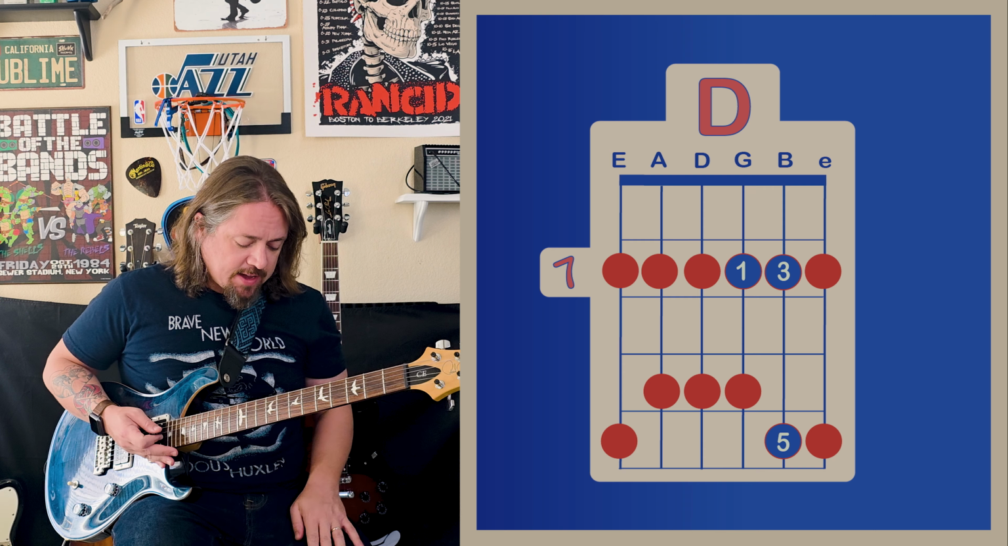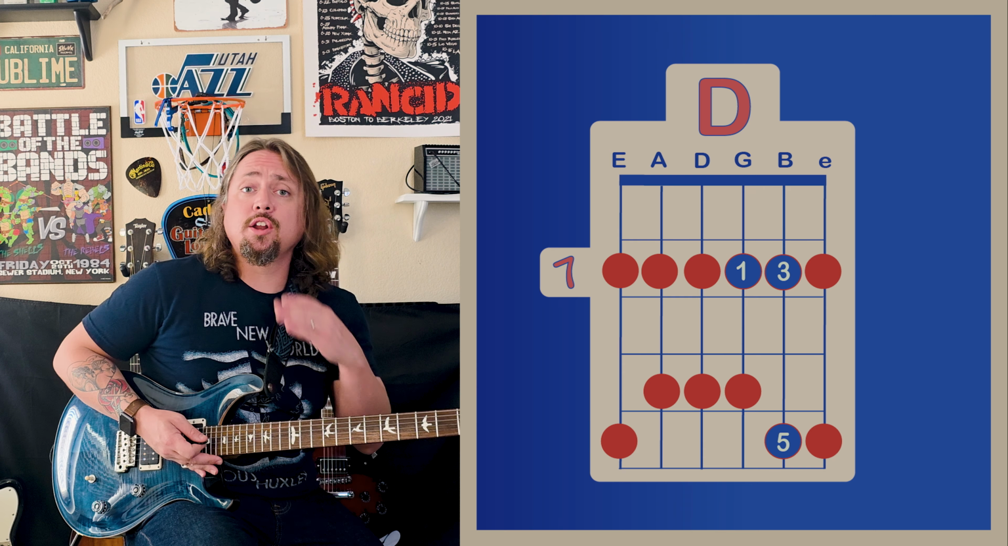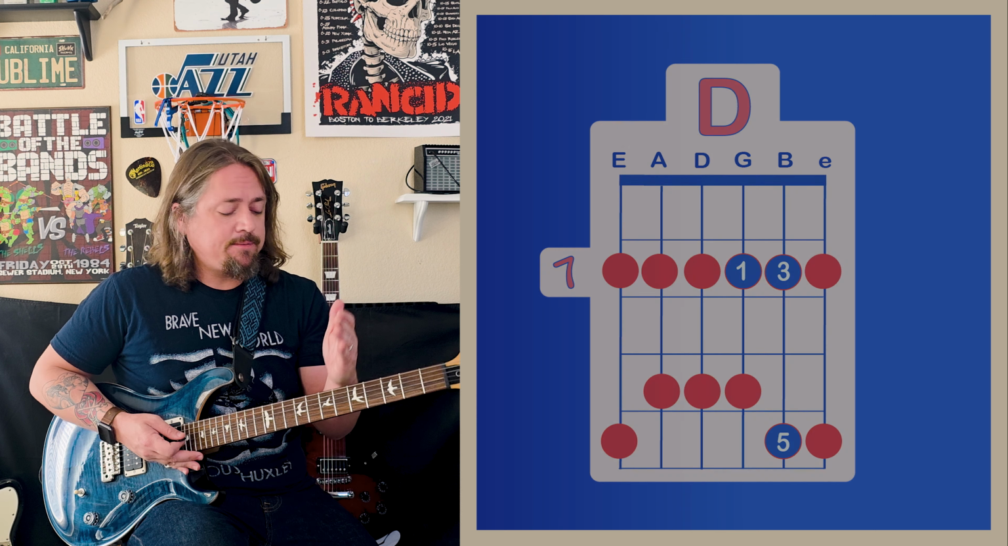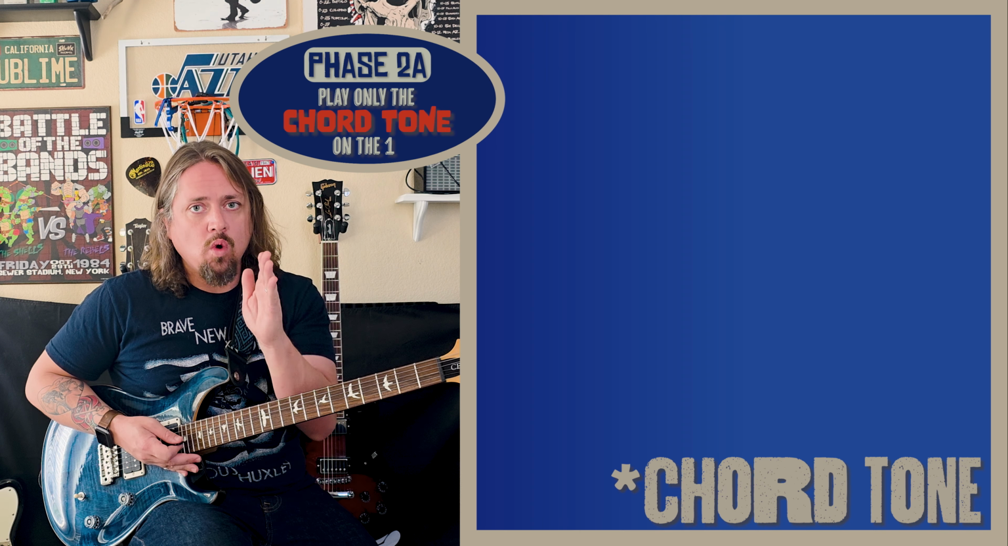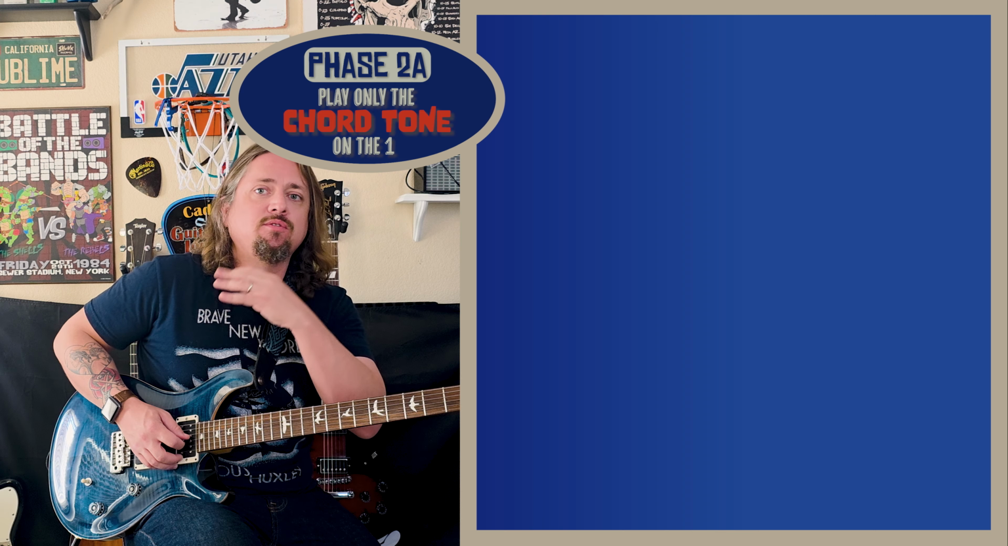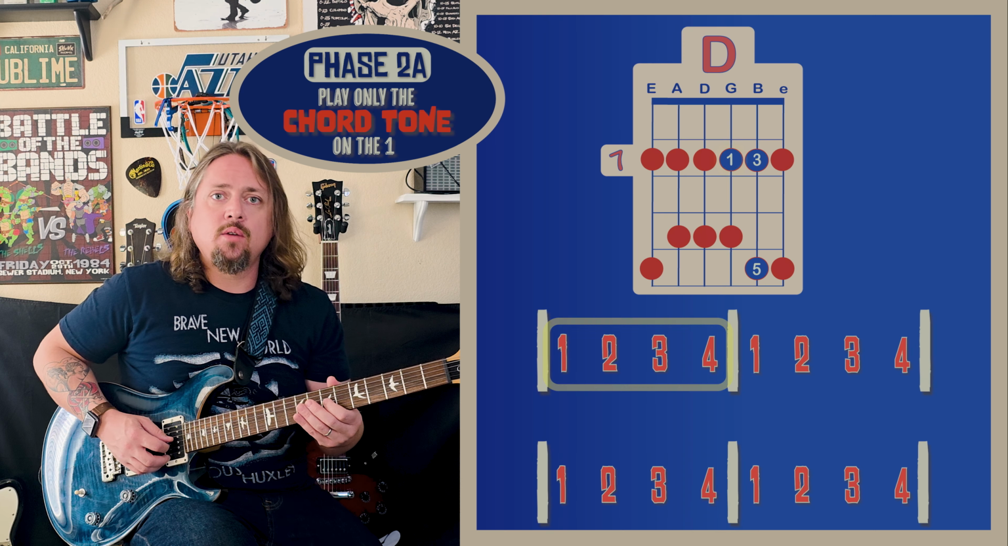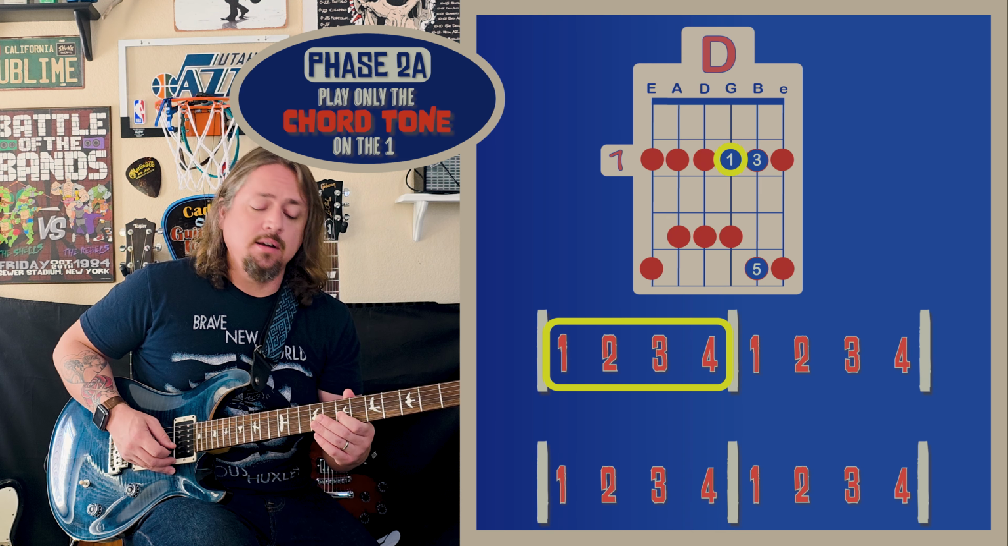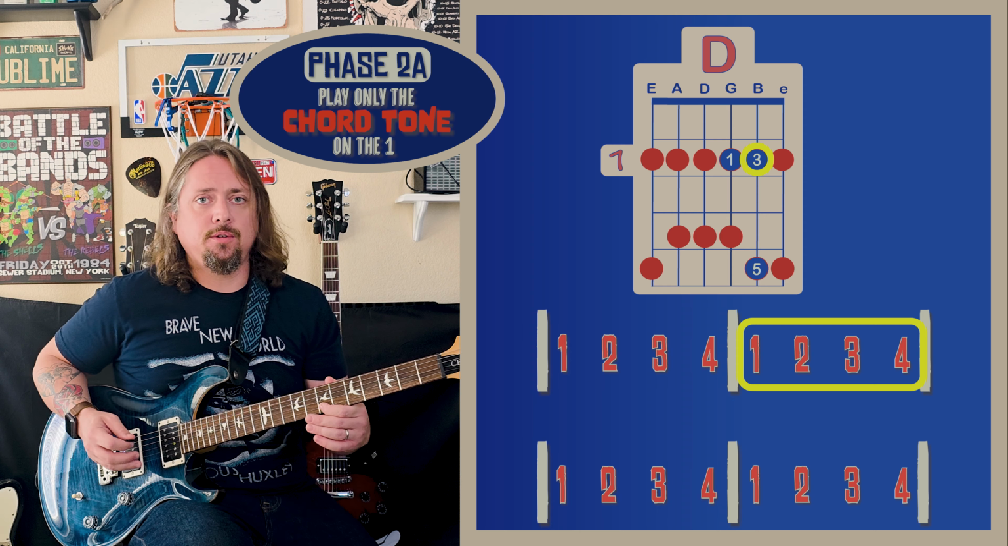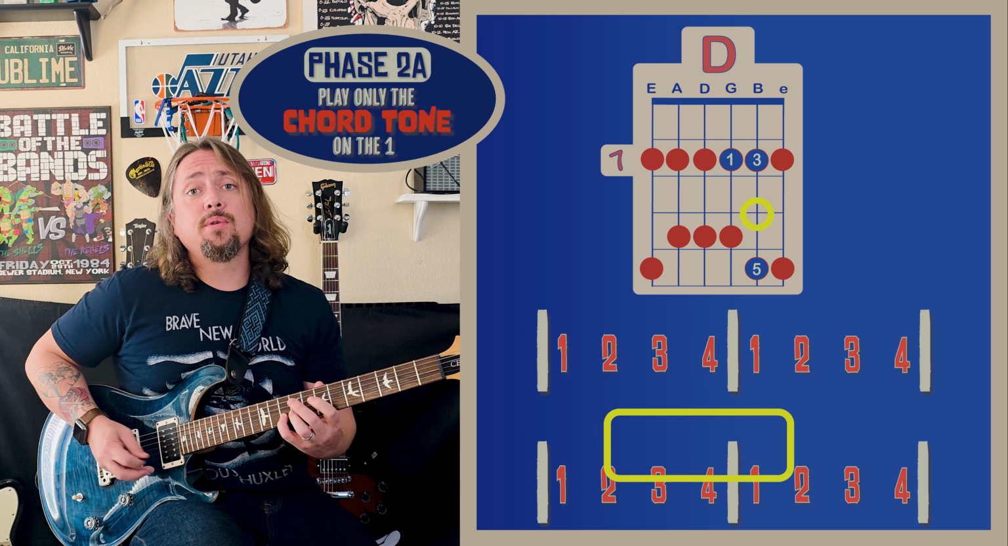So 1, 3, 5. Now for this first phase, I'm gonna turn the looper back on. We're gonna do the same thing as we did in phase 1. We're just gonna hit only the root note right on the 1 of the measure, just to make sure that we've locked these in.